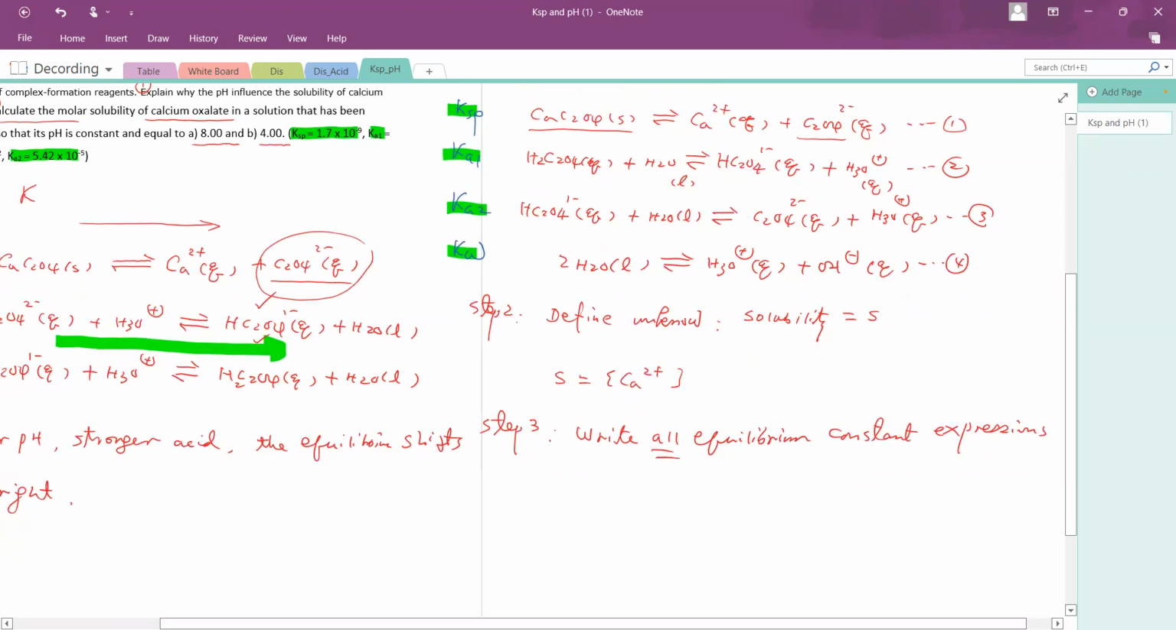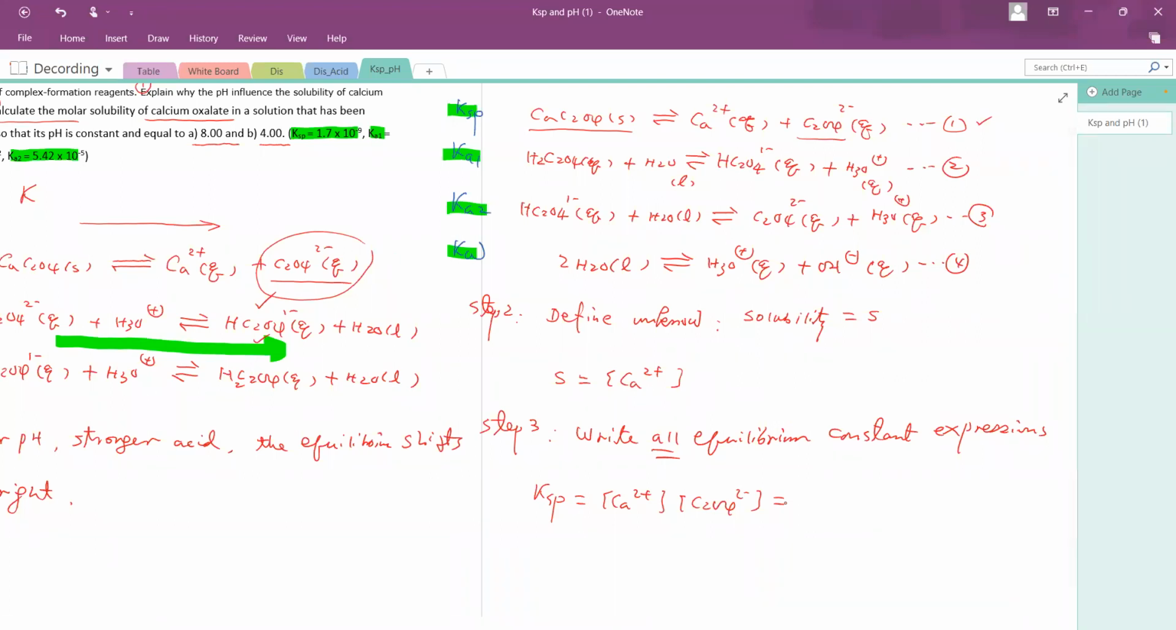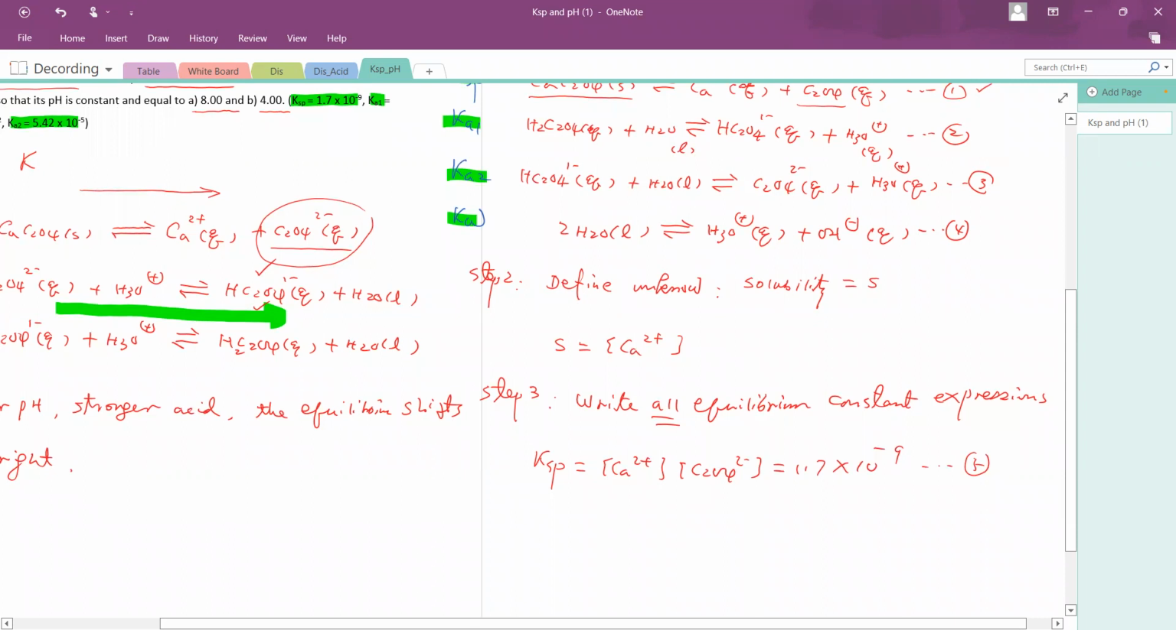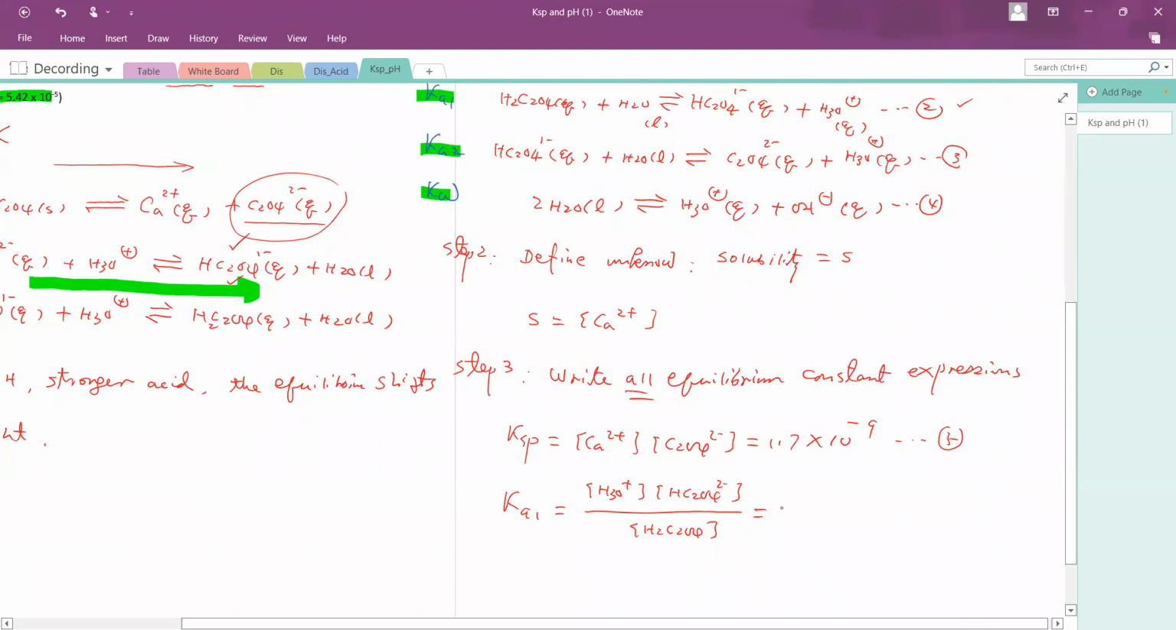Let's do that. So based on equation 1, we have a Ksp, the solubility product equilibrium constant, which equals 1.7 times 10 to the minus 9. So that one is equation 5. Now, the second one, we are going to look at Ka1 based on the second equation, which equals 5.60 times 10 to the minus 2, equation 6.